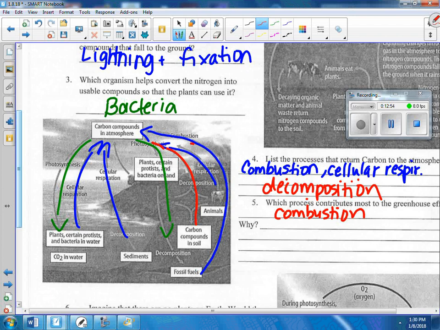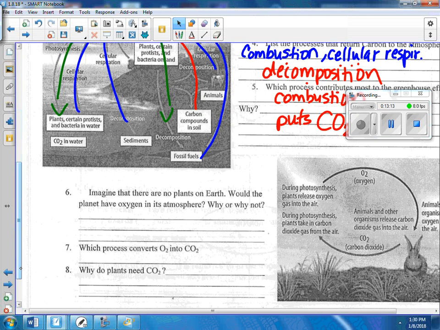Because what does combustion do, Ariana? What does it put into the atmosphere? Yeah, it puts carbon dioxide into the atmosphere, which is going to trap the heat. Water vapor also traps heat, but it's not as responsible as carbon dioxide. And methane traps the heat.